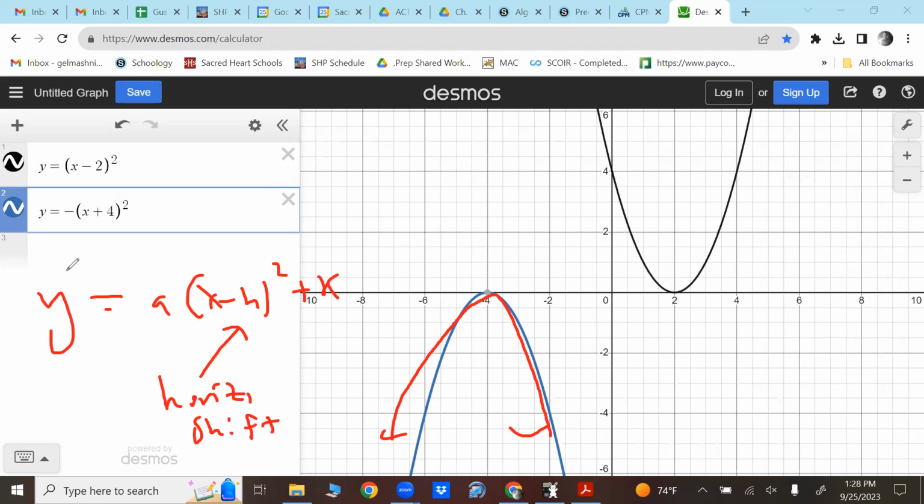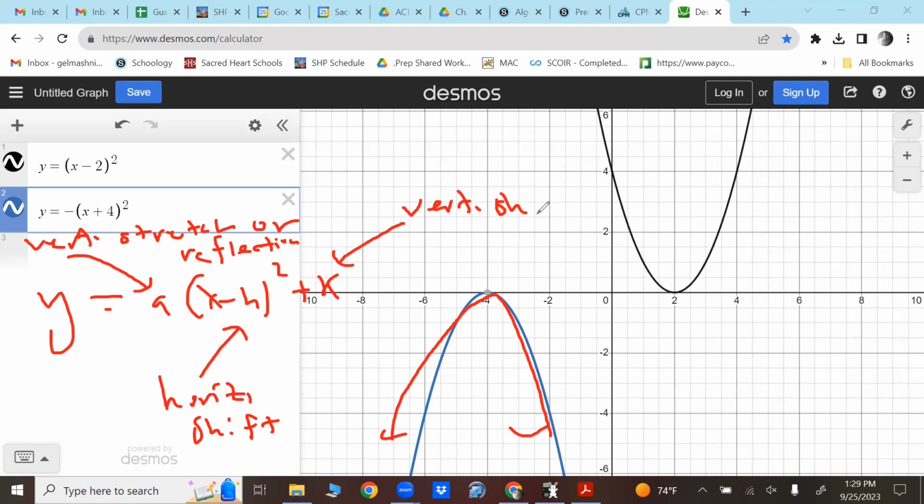We see that a affects the graph by vertically stretching or reflection. What do you think k does, guys? And so Lillian, this gets to your question now. What do you think k does? Vertical shift, totally, right. Because you're adding or subtracting a number to the whole thing, right?